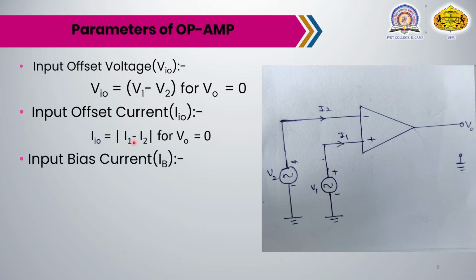Now, next is input bias current, that is IB, and IB is the average of I1 and I2. Here this is current I1, this is current I2, and IB is equal to (I1 plus I2) by 2. It is the average of I1 and I2 biasing current. This is the input bias current.